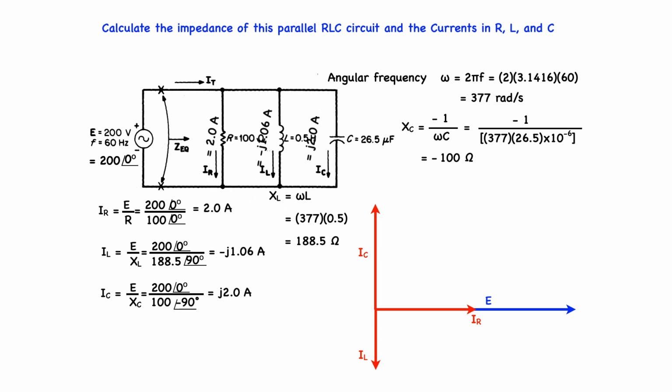IT, the total current of the circuit, is the vector sum of 2 plus j2 minus j1.06, which is equal to 2 plus j0.94, which ultimately equals 2.21 at 25.2 degrees amps.